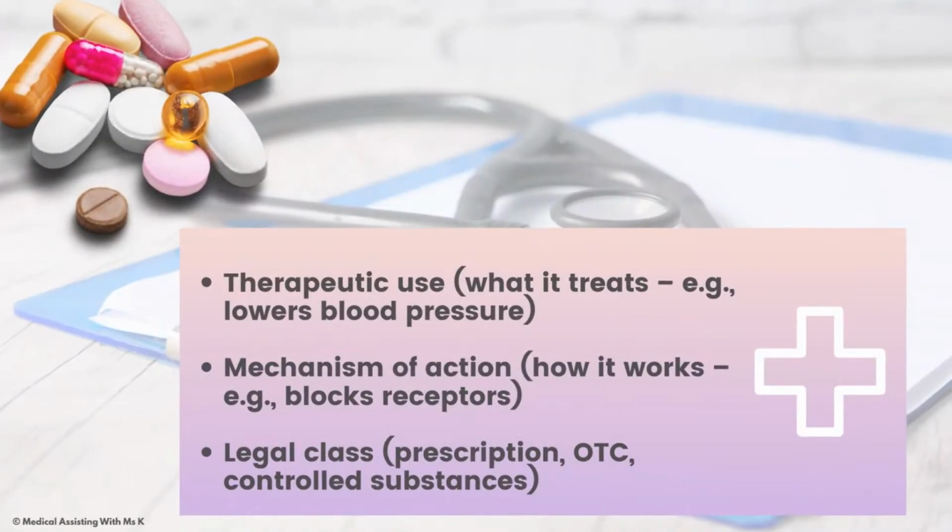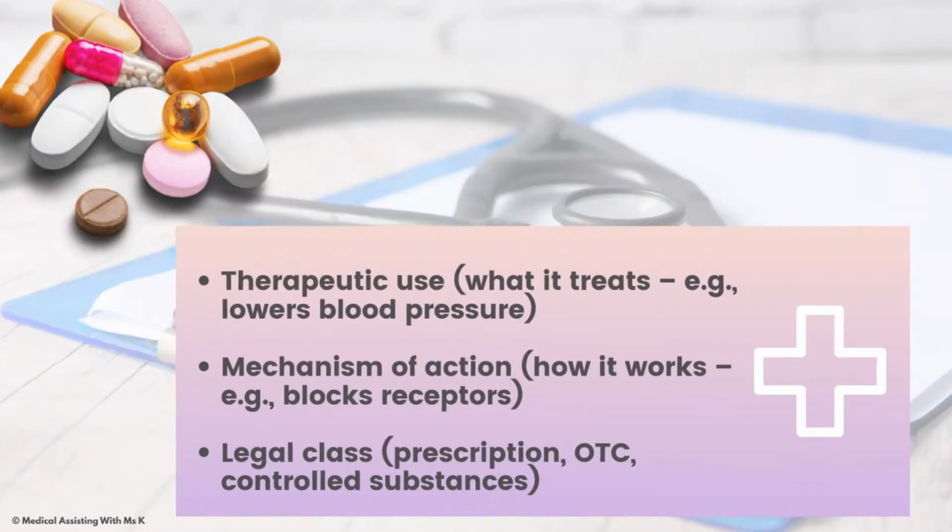I do want to remind you guys what the therapeutic use is, or indication for use. This is what a medication is used to treat. The mechanism of action is what it is doing inside of the body, how it works. Is it blocking receptors? Is it activating receptors? So that's part of the mechanism of action. And then the legal class refers to whether a medication is available only via prescription, over the counter, or whether it is a controlled substance.